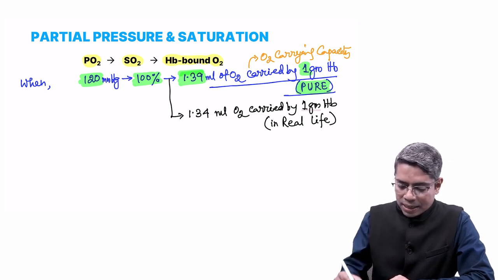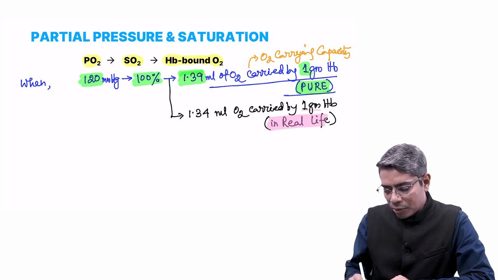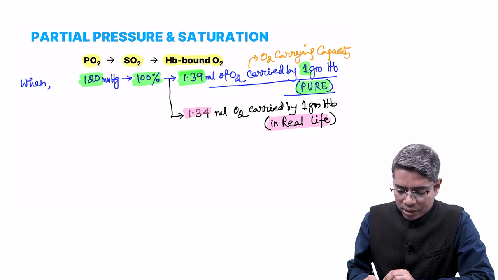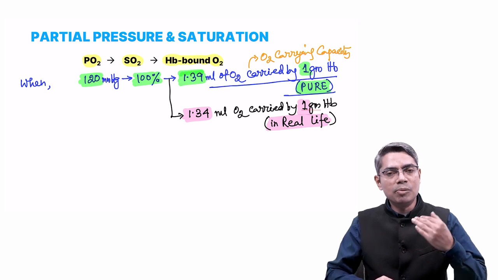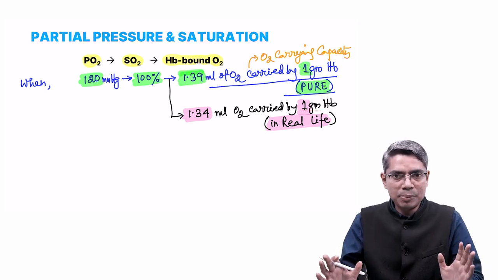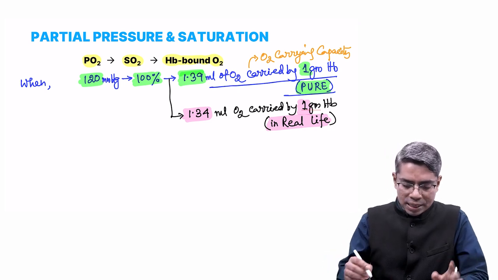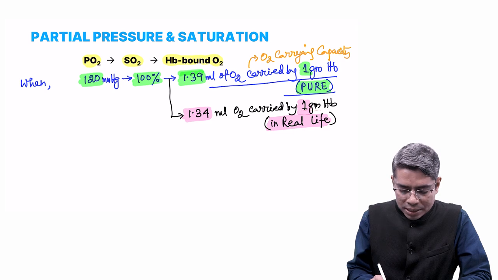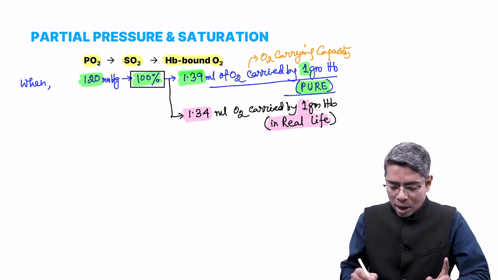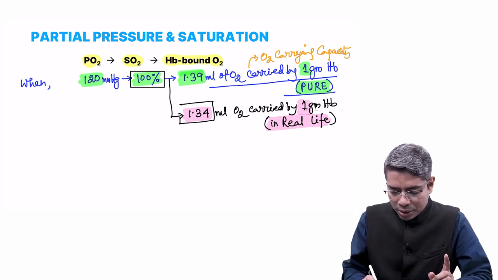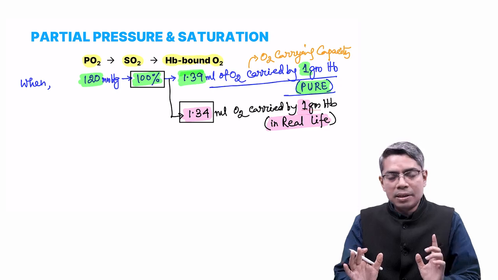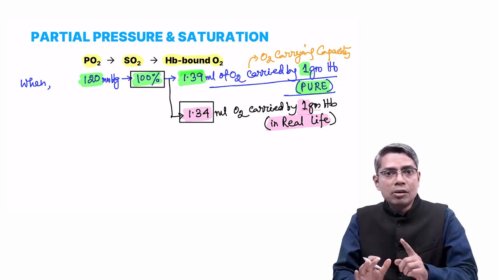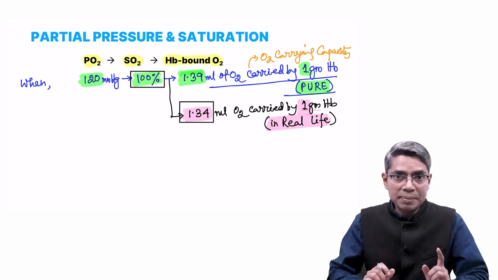So in case of real life scenario, in our body, what is actually happening? It is 1.34 ml of oxygen which is carried by 1 gram of hemoglobin, because in our body hemoglobin is not in the purest form. Getting my point? So bottom line so far is that whenever your hemoglobin is 100% saturated, 1 gram of hemoglobin can carry how much oxygen? 1.34 ml of oxygen, that is in a real life scenario. But saturation is 100%, then and only then 1.34 ml of oxygen will be carried by hemoglobin.